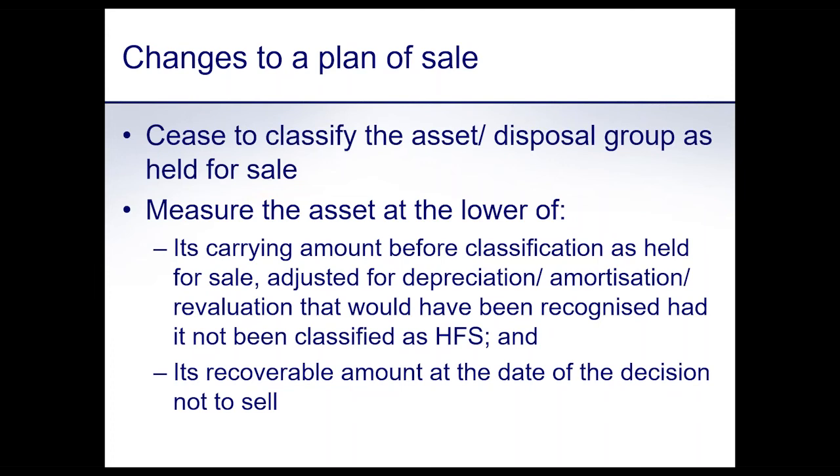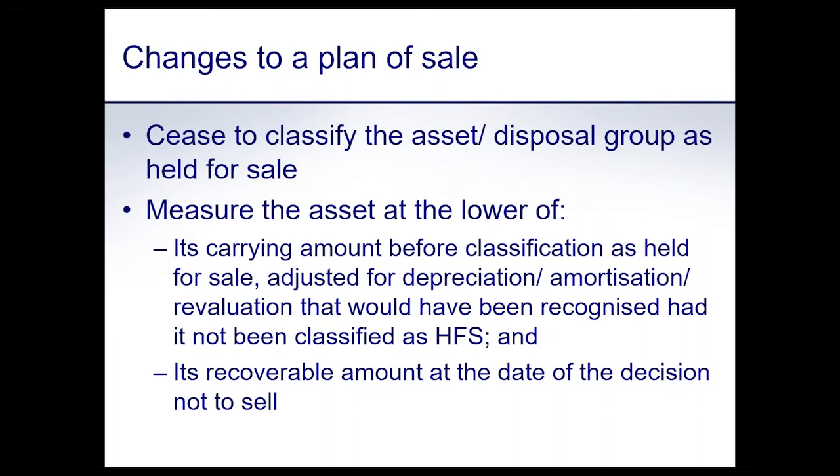But I need to adjust it for depreciation, for any amortization, any revaluation that would have been recognized had that asset not been classified as held for sale. So if I stopped depreciating an asset 2 years ago, and I've now taken the decision that I'm not going to dispose of it, well, in year three, I will need to do a catch-up on my depreciation. So all the depreciation that should have been recognized in years one and two will then be recognized in year three. So effectively, I will have a significant hit in that particular year.